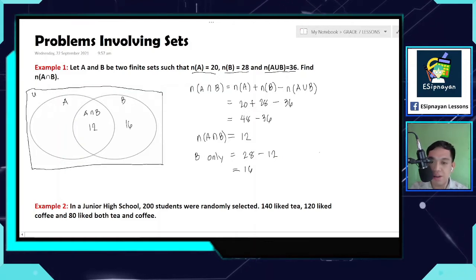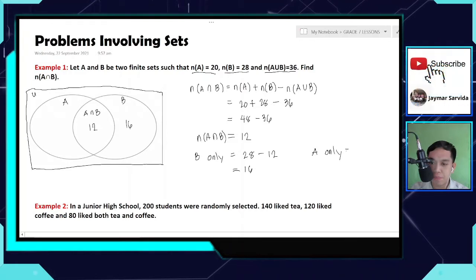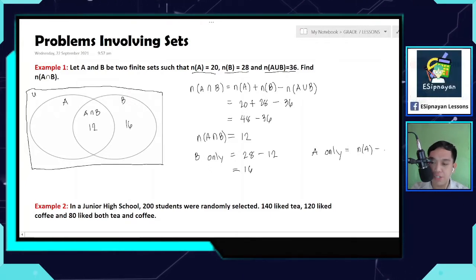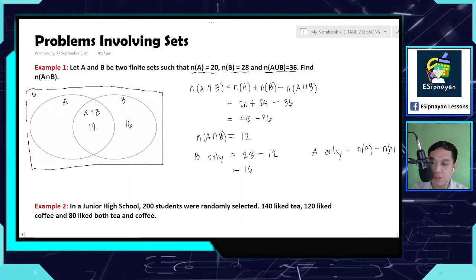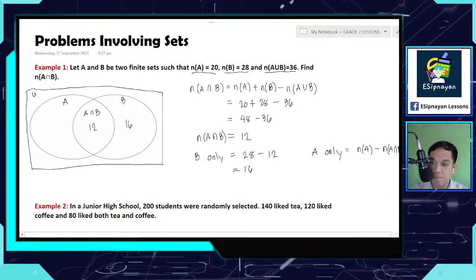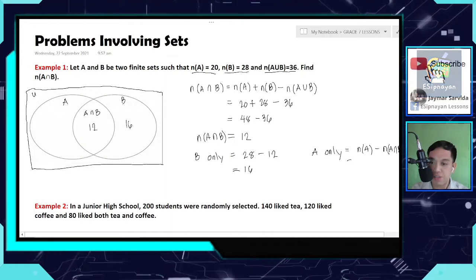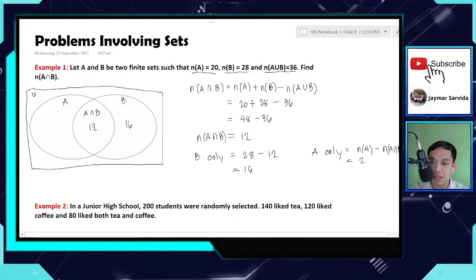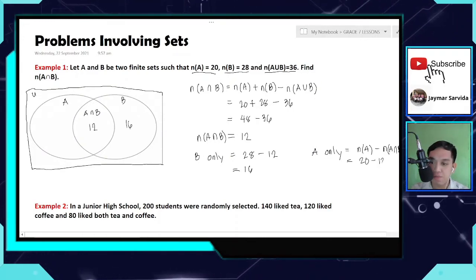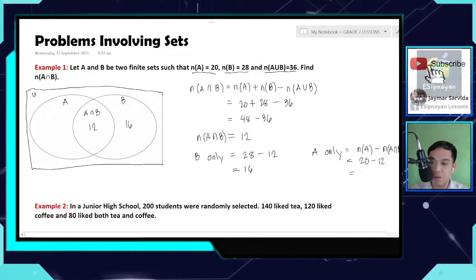Then, yung kay A only naman, we have yung N of A natin kanina, that is 20, di ba? So, N of A, ganyan lang yan class. N of A minus N of A intersection B. Okay? So, isubstitute lang natin yan. Ganyan din yung ginawa natin kay B, ha? So, N of A is 20 minus 12. And that is equal to 8.